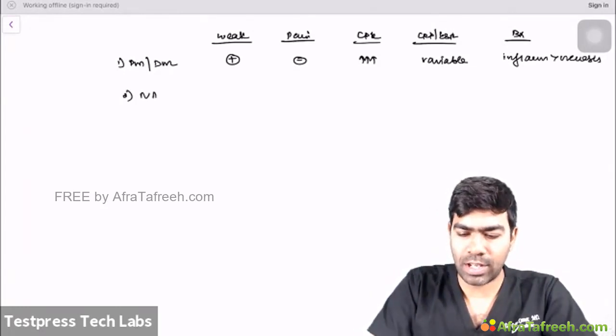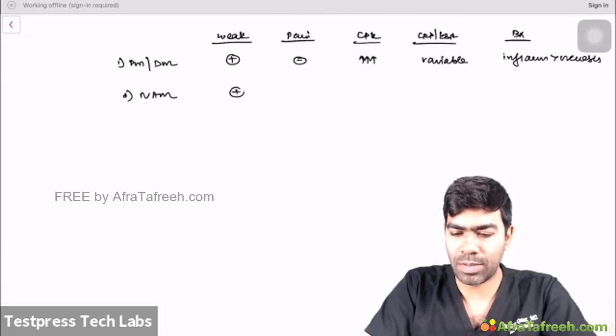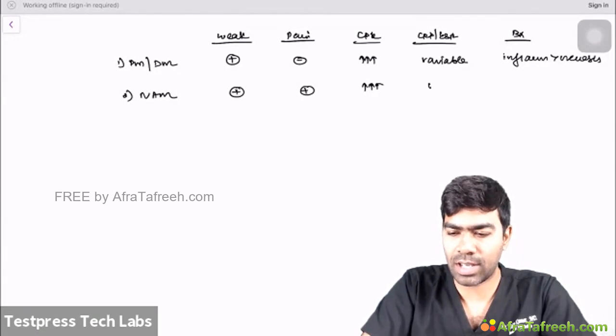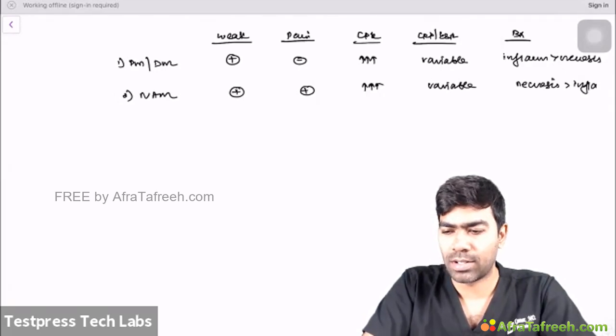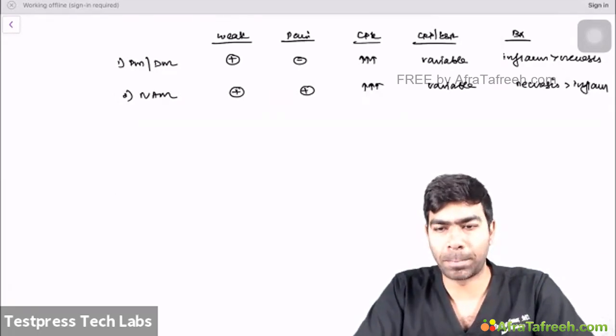Then as you see the necrotizing autoimmune myositis, weakness will be prominent, pain also will be prominent, CPK levels will be raised, CRP ESR can be variable, and here there will be more necrosis than inflammation. And you know the pattern of inflammation also, what happens.